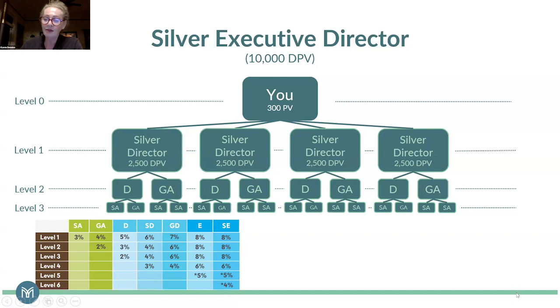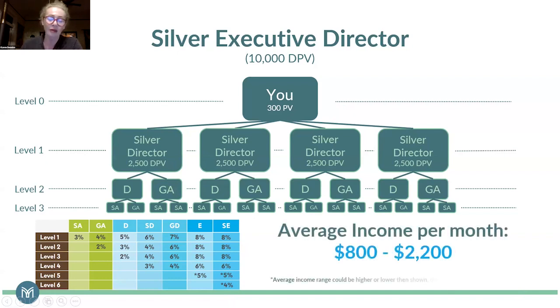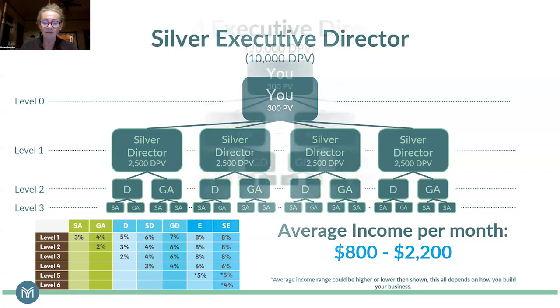So as a silver executive director, and we have a couple of them on the call tonight, the average income per month now increases to between $800 and $2,200. I wish I could see all your faces. This is a very exciting level of income. Very good part-time income, and a really great addition to your regular income, just by helping other people with these products and with our business opportunity.